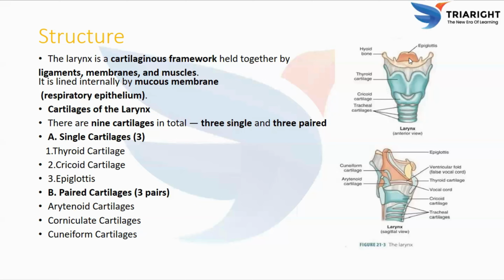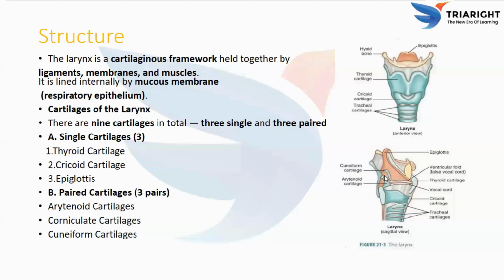And the epiglottis is another single cartilage. It's leaf-shaped, at the top of the larynx. What does the epiglottis do? During swallowing, it folds down to cover the laryngeal opening and prevents food or liquid from entering the airway. Food shouldn't enter the airway, right? So the epiglottis helps in preventing that. What are the paired cartilages? Arytenoid cartilage, corniculate cartilage and cuneiform cartilage. The arytenoid cartilage is pyramid-shaped.